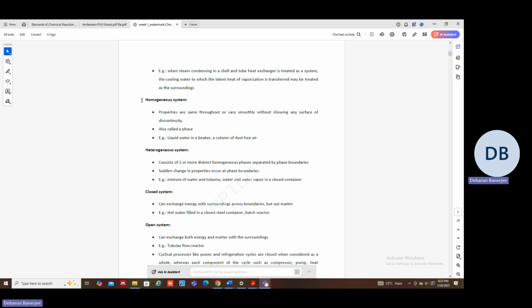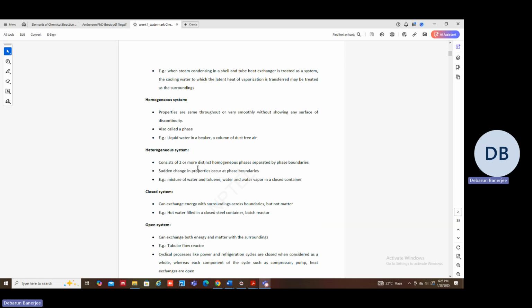Further classification can be homogeneous system. In a homogeneous system, all the properties are the same throughout the entire system, and it can also be called a phase. For example, liquid water in a beaker, or a column of dust-free air, is a homogeneous system. But if there is a solid catalyst in a liquid reactant, it may be liquid water, but this solid catalyst doesn't get mixed or isn't soluble with the water.